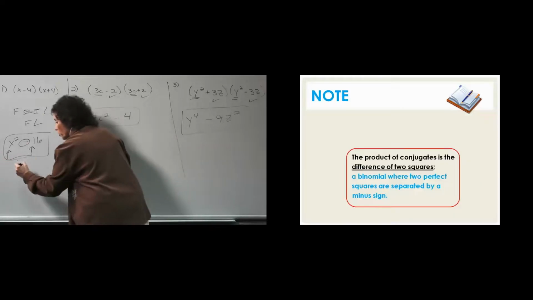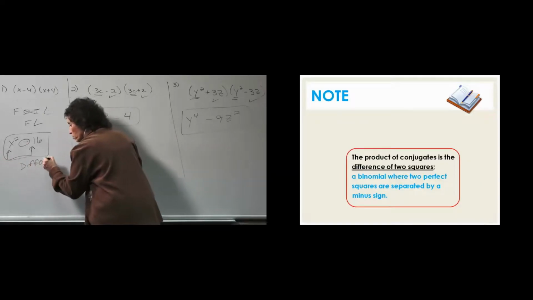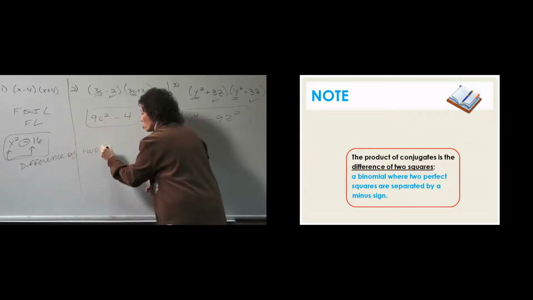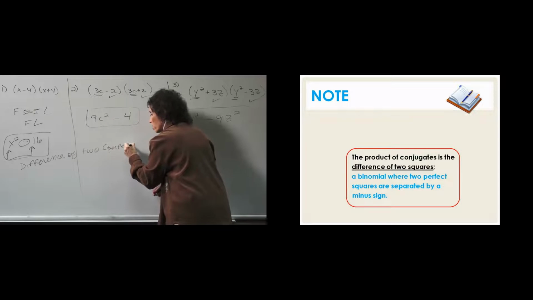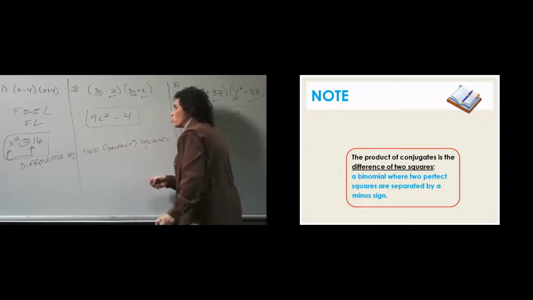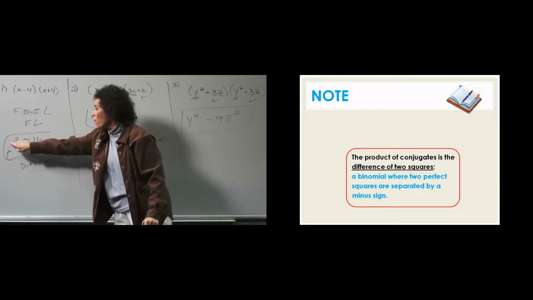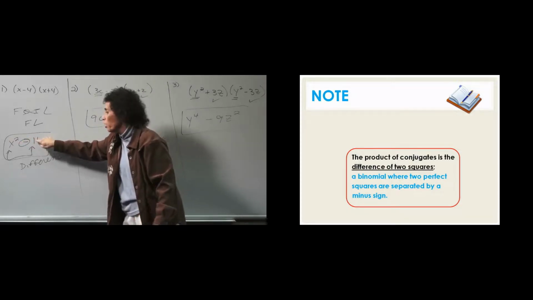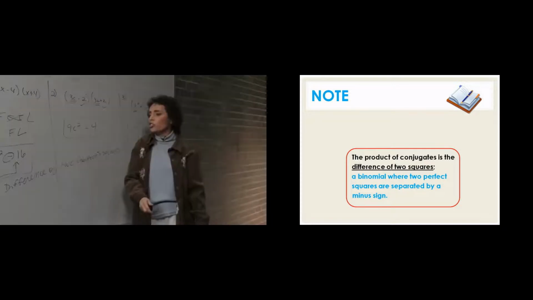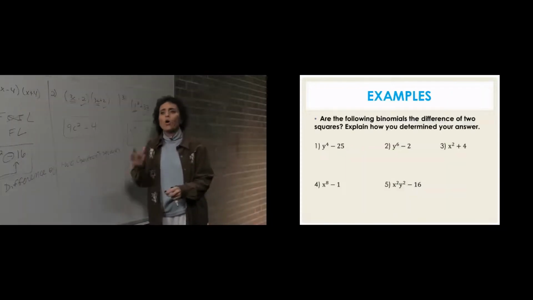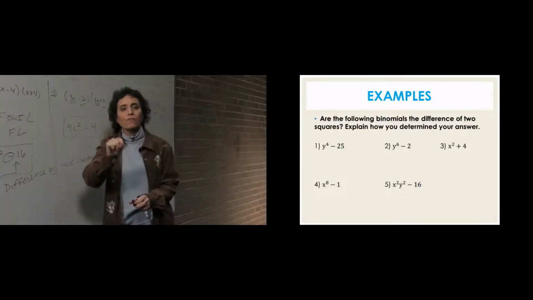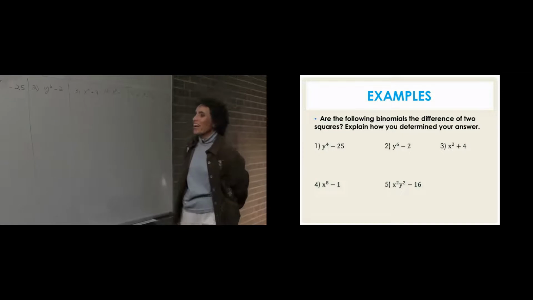This is called the difference of 2, either squares or 2 perfect. Some people will say squares. So remember what makes it the difference of 2 squares. Perfect square, binomial, perfect square, separated by a minus. That's in your workbook. So for the next couple of problems, all I need you to do is tell me if these next 5 problems are the difference of 2 squares. All right, let's take a look.